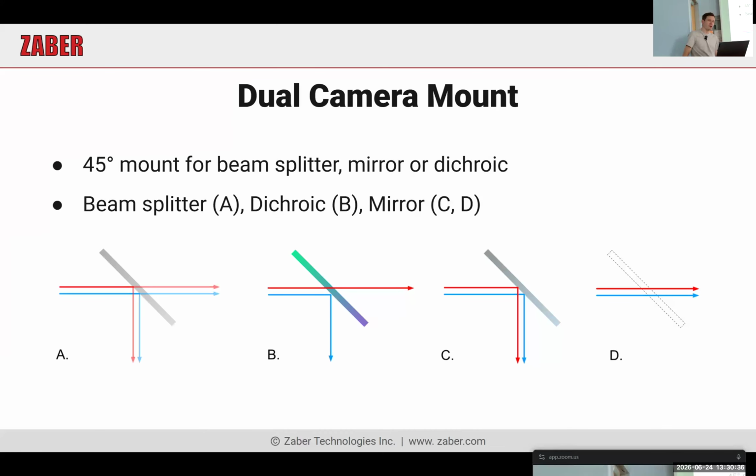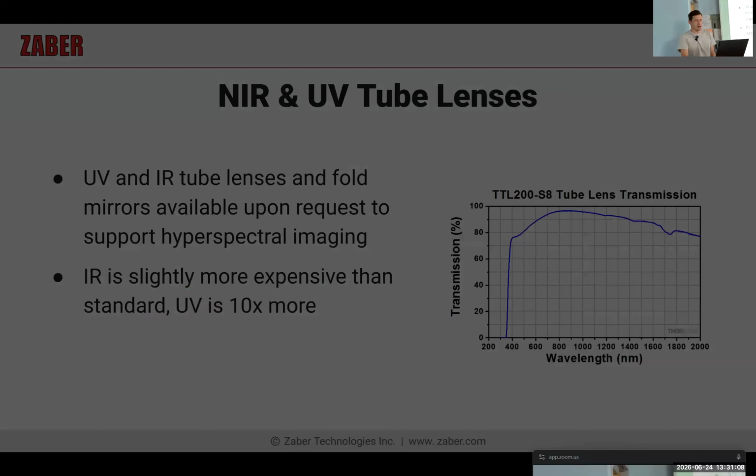So for that dual camera mount, we can set it up in a few different ways. We can put a beam splitter in there and send everything to both cameras. You can put a dichroic and send short and long wavelengths to different cameras. We can also do switching, so you can put a mirror in, and switch between the two by putting the mirror in or taking the mirror out.